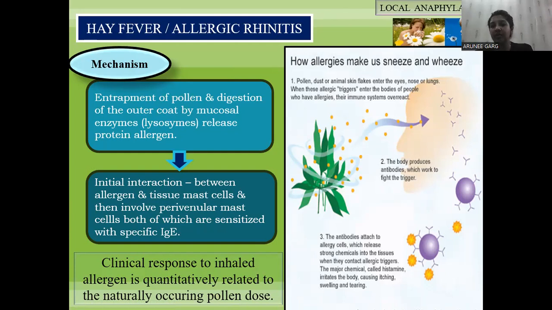What happens is the body produces antibodies which work to fight the trigger. Now, the antibodies attach to the allergens and form cross-linking, and this causes the allergic reaction by the release of histamines, which irritate the body, causing itching, swelling, tearing up of the eyes, wheezing.